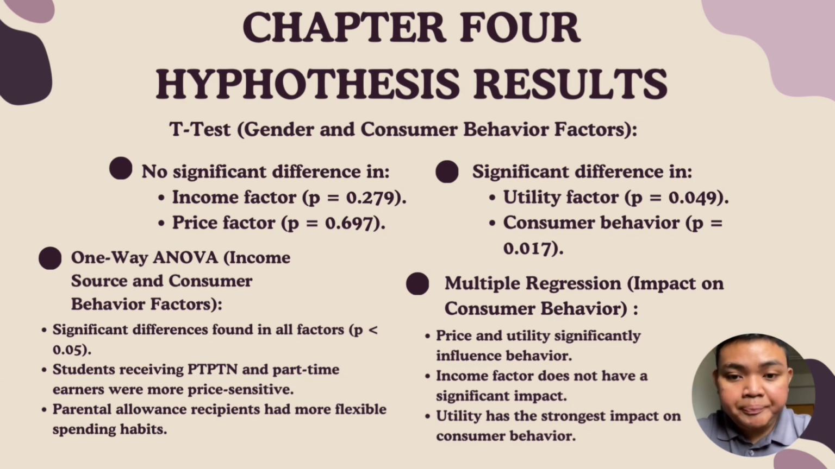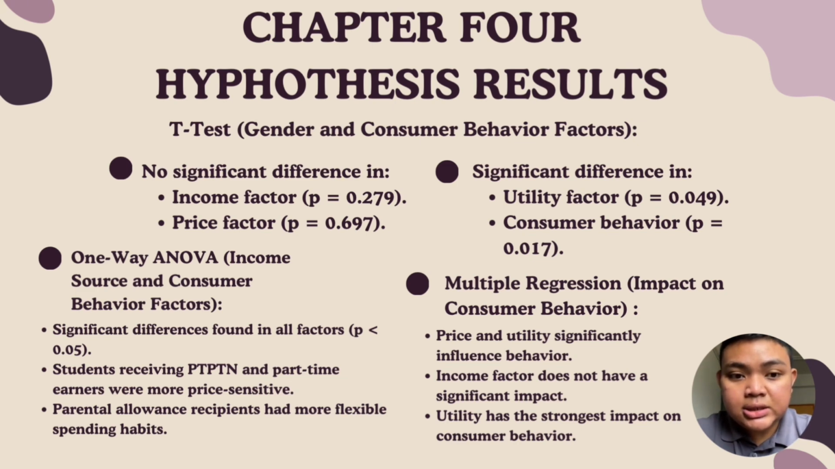Next is price factor. Significant difference was observed, P equal to 0.007, with PTPTN and part-time earning being more price sensitive. Utility factor. Significant variation, P equal to 0.001, indicates that students who rely on a structured allowance prioritize utility more than those receiving parental support. These findings reveal that income sources shape students' financial attitude, with structured or earned income fostering better budgeting and prioritization skills.